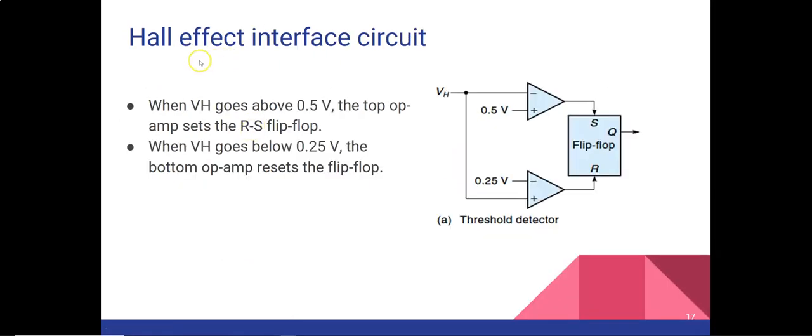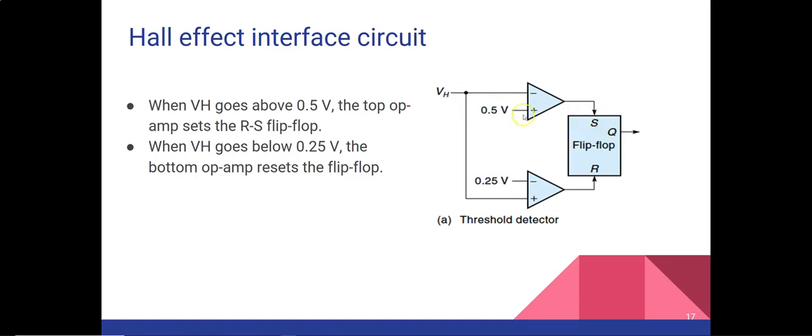Now next is the Hall effect interface circuit, and here you see the Hall effect voltage, which is compared using these two comparators, and these two comparators have reference voltages. This one has 0.5 volts and this one has 0.25 volts. These reference voltages will be compared with the Hall effect voltage, and depending upon that the signal will be generated.